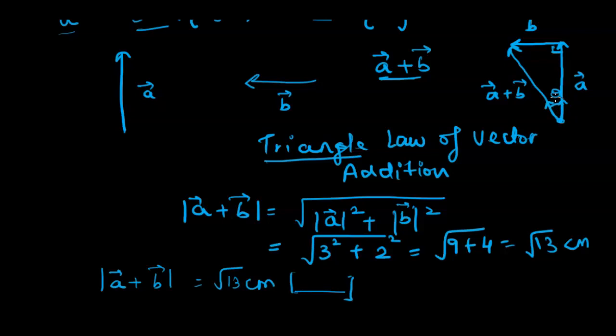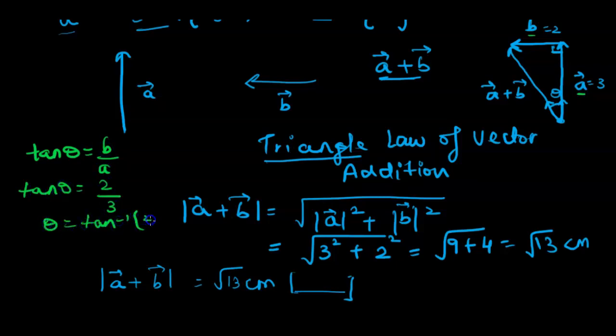In order to find this angle theta, we know this is 2 and this is 3, so we can use the tan theta ratio. Tan theta is equal to opposite, which is B, over adjacent, which is A. So B is 2 over 3, that is equal to tan theta. Theta will be equal to tan inverse of 2 over 3. That gives us 33.69, or if you want to round it up, we can just say 34 degrees.